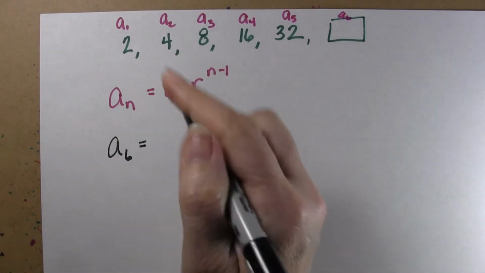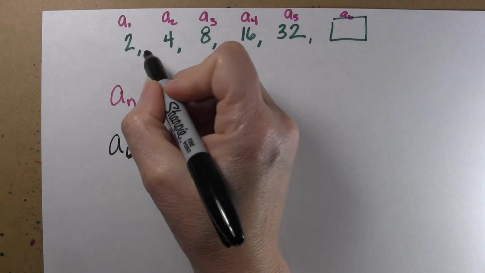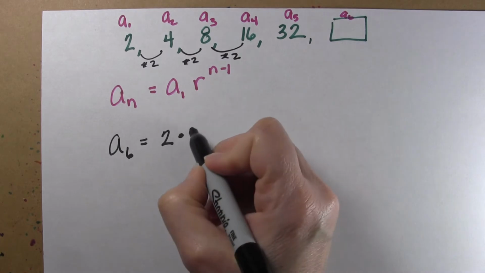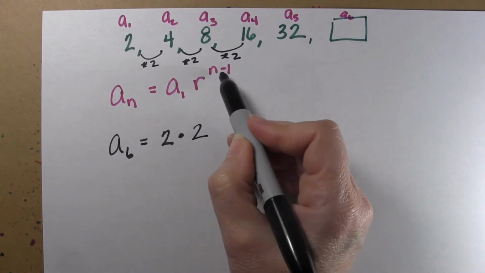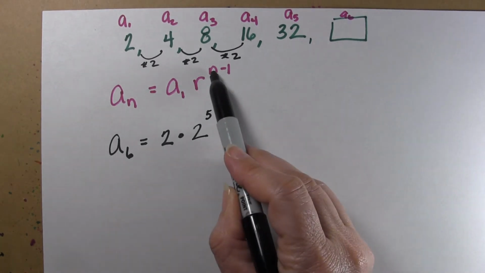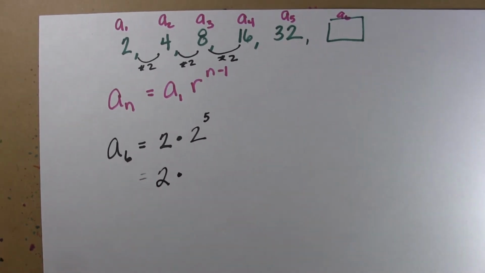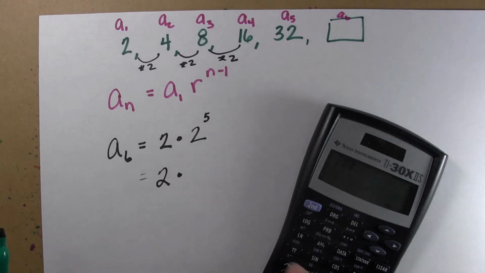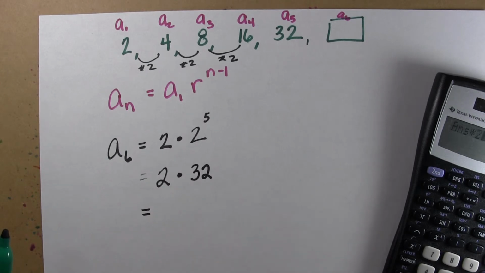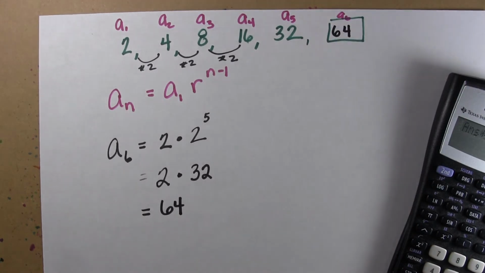That's going to equal a sub 1, which is 2, times our r, which we already said was 2, right? Because we're multiplying each of these by 2. And then we're looking for n minus 1, so we're looking at the 5th power, right? Because we're trying to find the 6th, so 6 minus 1 is 5. So that's going to be 2 times, first we have to do 2 to the 5th. 2 to the 5th is 32. And then we multiply that by 2, and we get 64. So our 6th term there is 64.